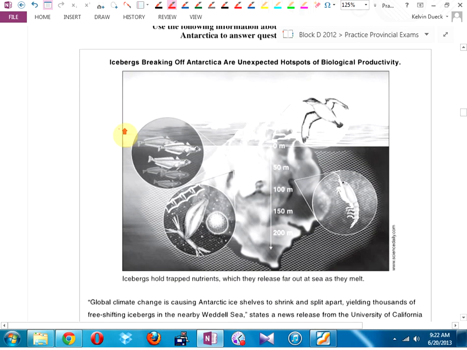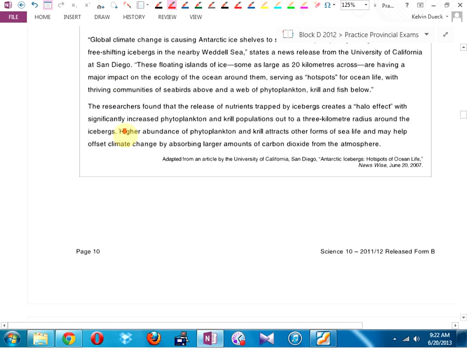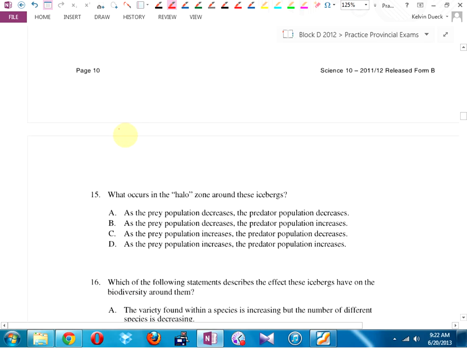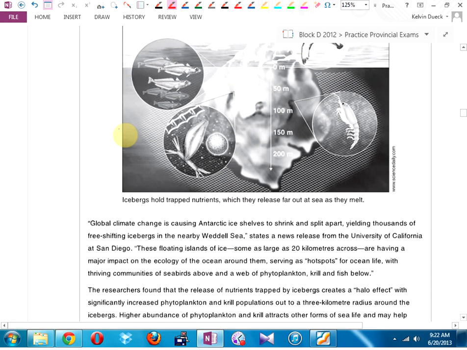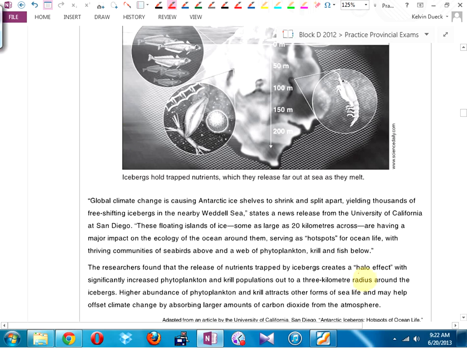Icebergs, questions 15 and 16. Oh, a little thingy here. What occurs in the halo zone around these icebergs? I'm looking for the halo effect. I see the word halo effect right there. The release of nutrients trapped by icebergs creates a halo effect with significantly increased phytoplankton and krill populations. So you have more krill and phytoplankton, and the higher abundance of krill and phytoplankton attracts other forms of sea life and may help offset climate change by absorbing large amounts of CO2 in the atmosphere. So let's go look.